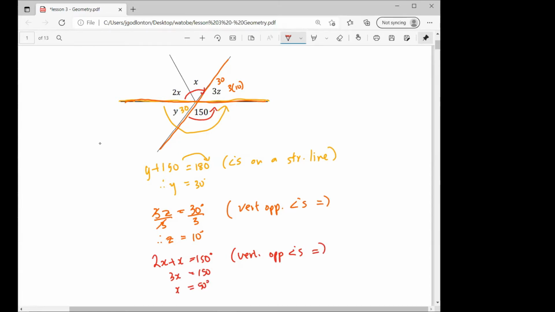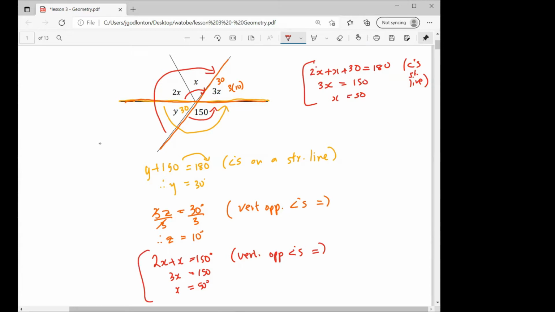That's one way. The other way we could have done is look at a straight line, and we could have said 2x plus x plus 30, because we've already found out y is 30, is 180 because of angles on a straight line. And then we would have said 3x is equal to 150, so therefore x is equal to 50. So both of those are totally fine. It doesn't matter which one you use.